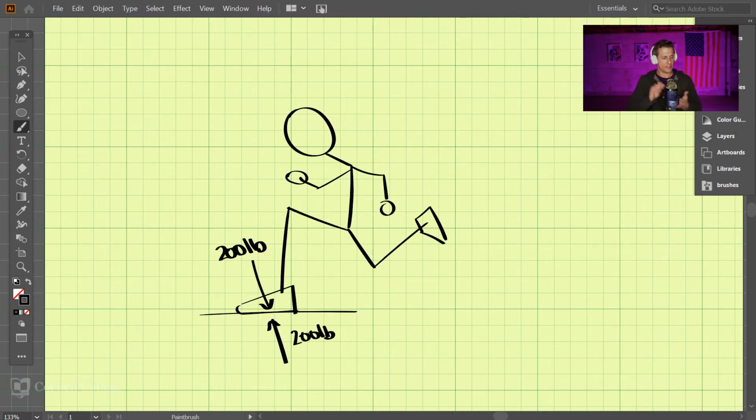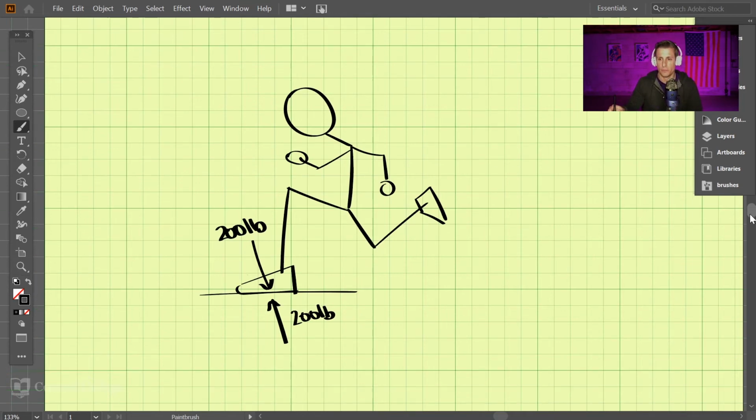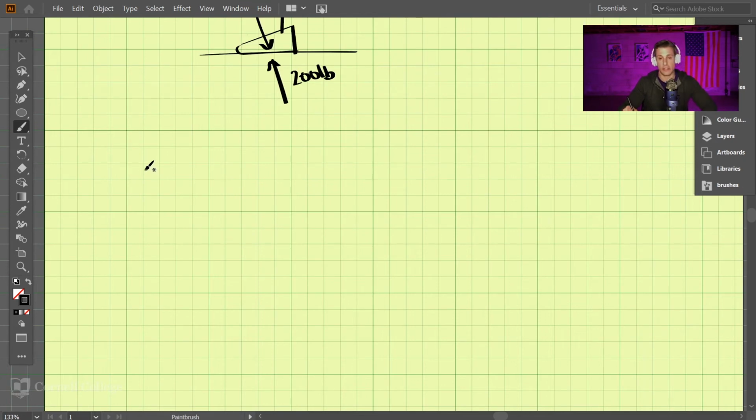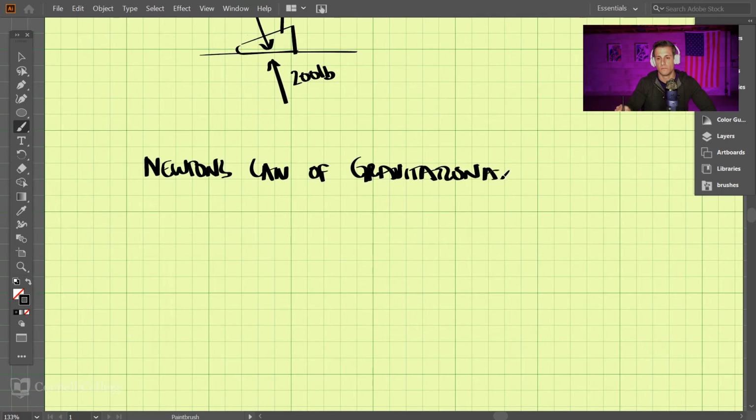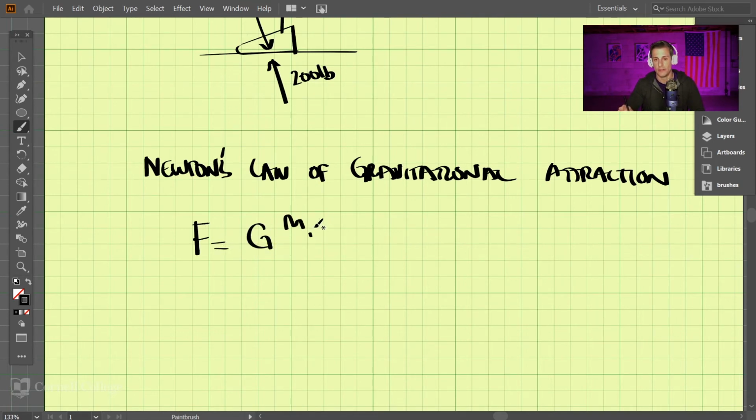Okay, so that's the first, second, and third Newton's laws, but there's an additional law, which is Newton's law of gravitational attraction. All right, and let's write that. The force is equal to G m1 times m2 divided by r squared.